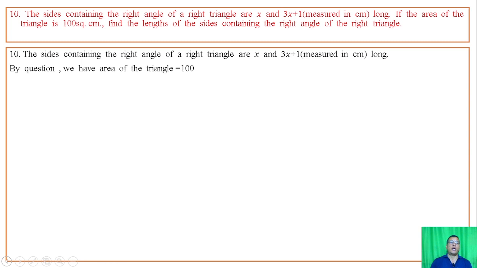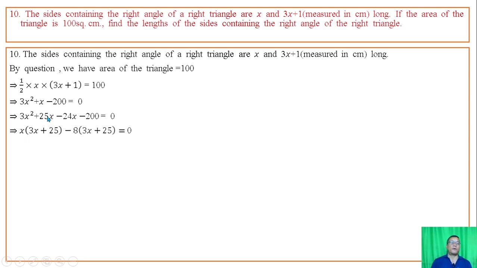By the question, the area of the triangle is given as 100, and the area of a triangle is half base into altitude. Here the base is x and the altitude is 3x plus 1, because these two are the lengths of the sides containing the right angle. And we have this quadratic equation factorized. We split the middle term x as plus 25 and minus 24. Their sum is plus 1 and their product is minus 600.